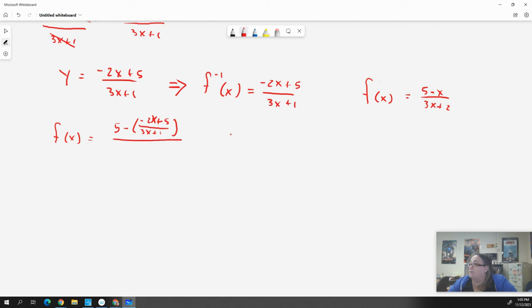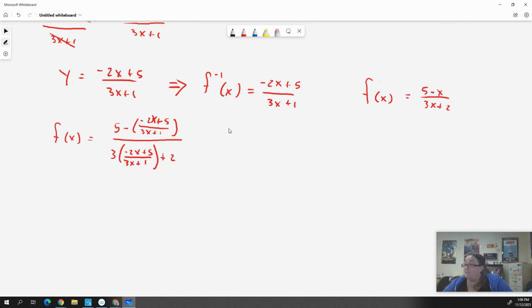over 3 times minus 2x plus 5. I don't think any of your problems actually ask you to verify this. So if we don't get through the whole thing, it's not that big of a deal. And this whole thing is plus 2, right? And then you just have to see if you get an x out.